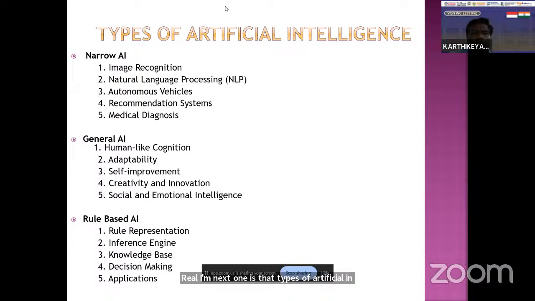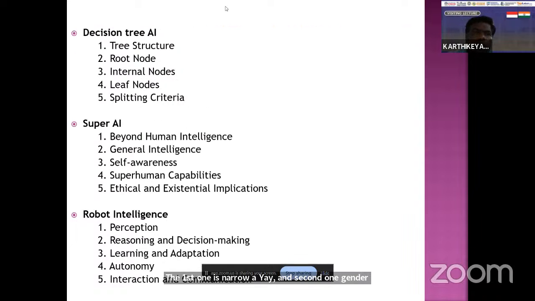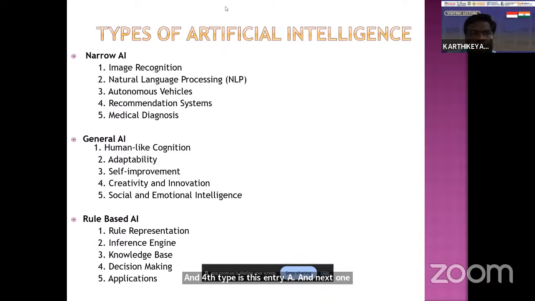The first one is narrow AI, and the second one is general AI. The third type is rule-based AI, the fourth type is decision tree AI, next one is super AI, and the last one is robot intelligence. Here, the first, narrow AI, can be the following five points: the first one image recognition, second one NLP, third one autonomous vehicles, fourth one recommendation system, and fifth one medical diagnosis.